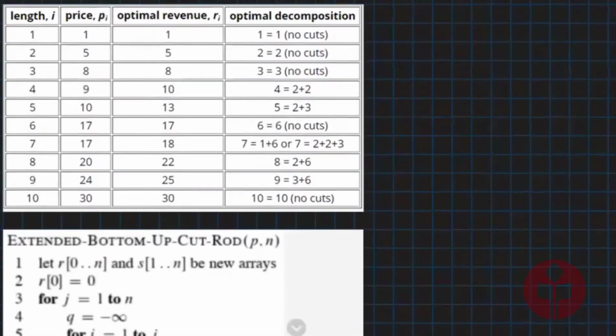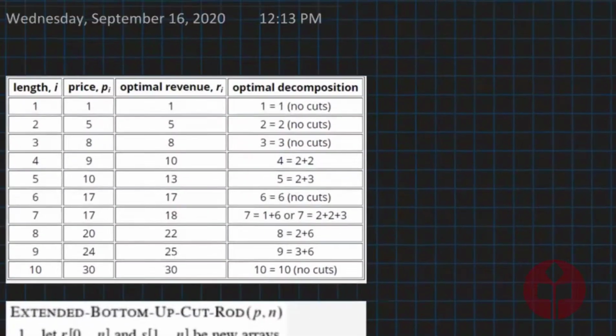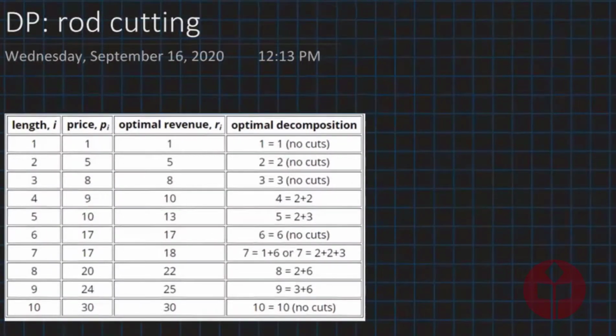So in this particular example, we know that the total rod length is equal to 10. That's why the rows are numbered from 1 to 10. So using this, we are going to go ahead and initialize our structures.